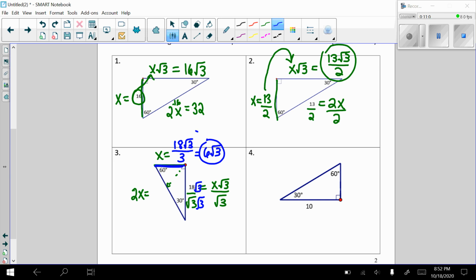So now we'll take that and we'll drop it in right here. 2 times 6 times root 3 gives us 12 root 3. And that's the longest side length and the hypotenuse.